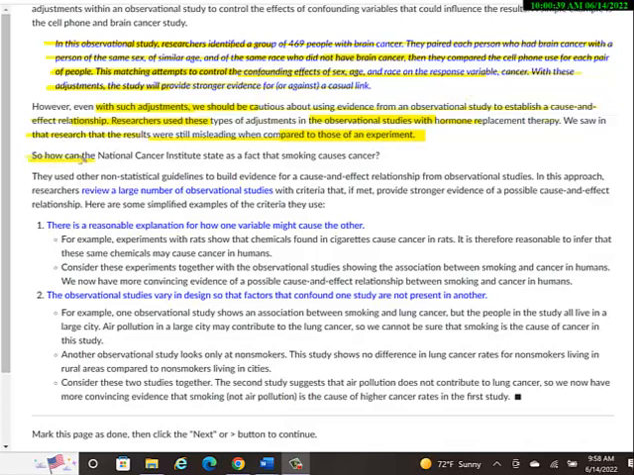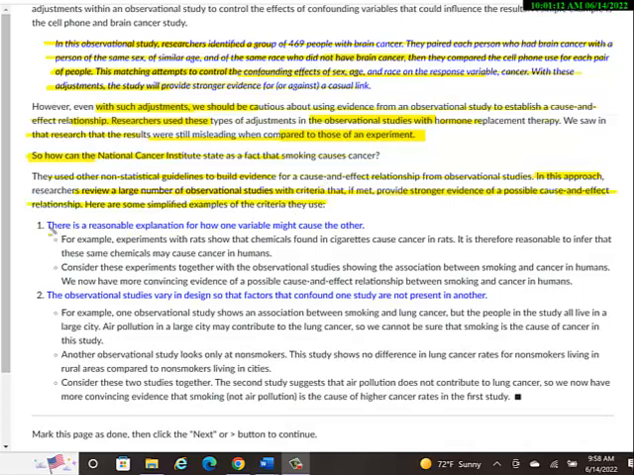So, with that in mind, how can the National Cancer Institute state as a fact that smoking causes cancer? Well, they use other non-statistical guidelines to build evidence for a cause and effect relationship. They review a large number of observational studies. So instead of just doing one study, they do a large number, which usually builds your case a little better, with criteria that, if met, provide stronger evidence of a possible cause and effect relationship. Here are some examples of the criteria they used.